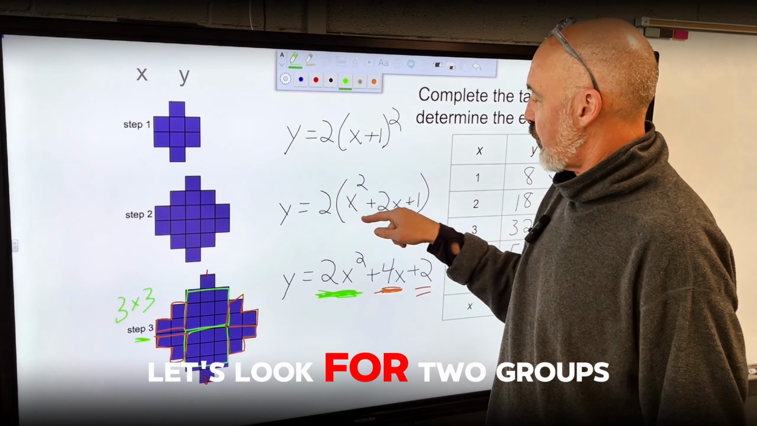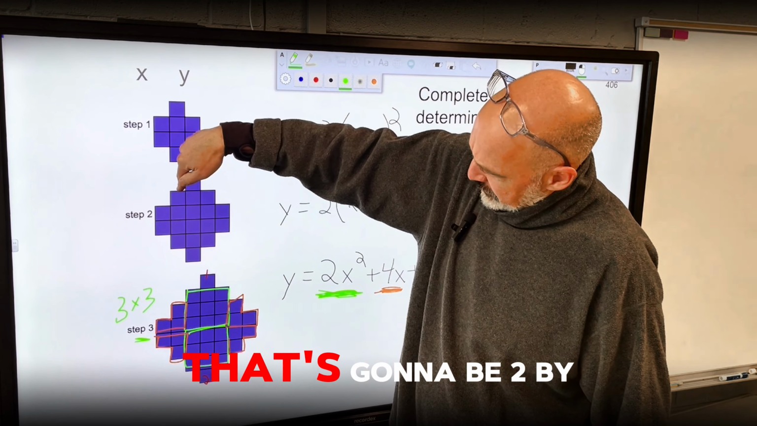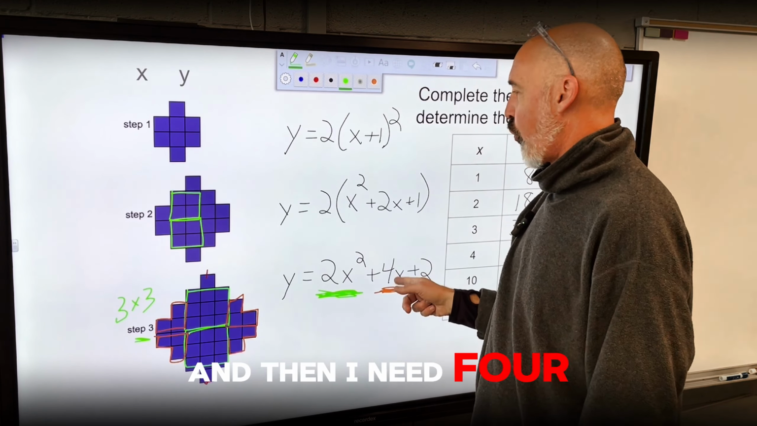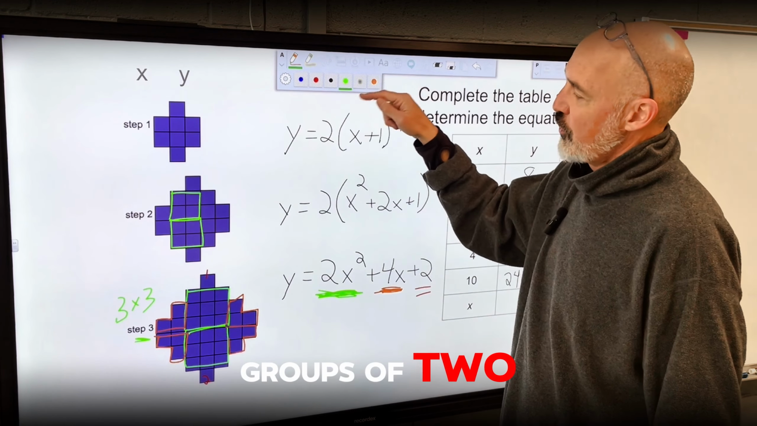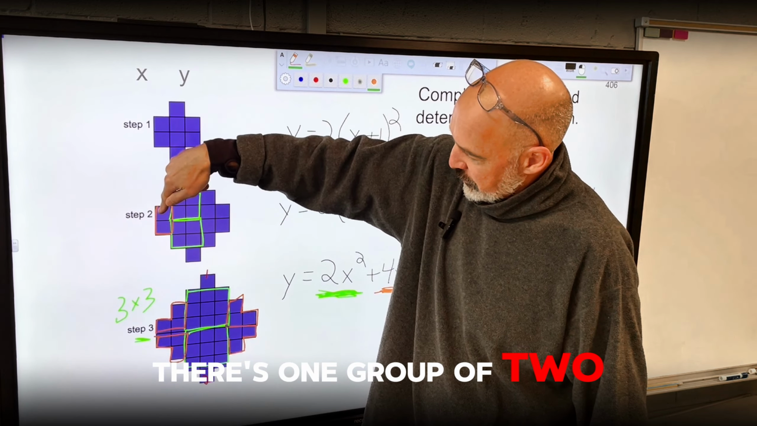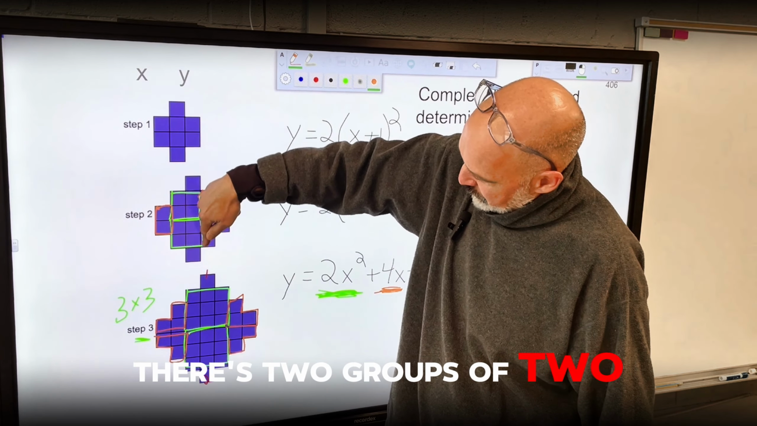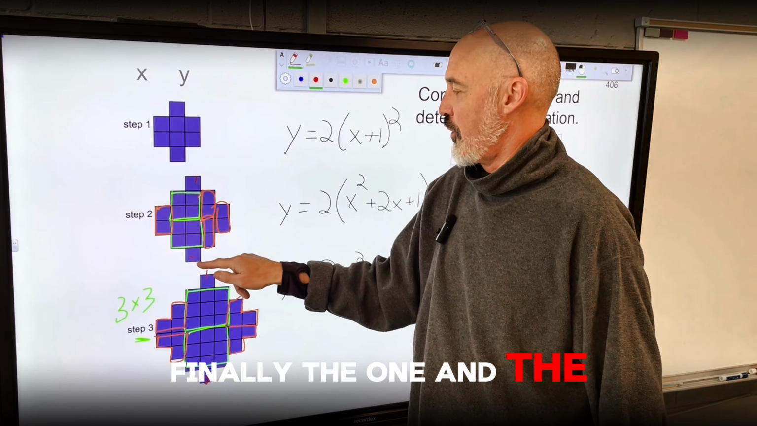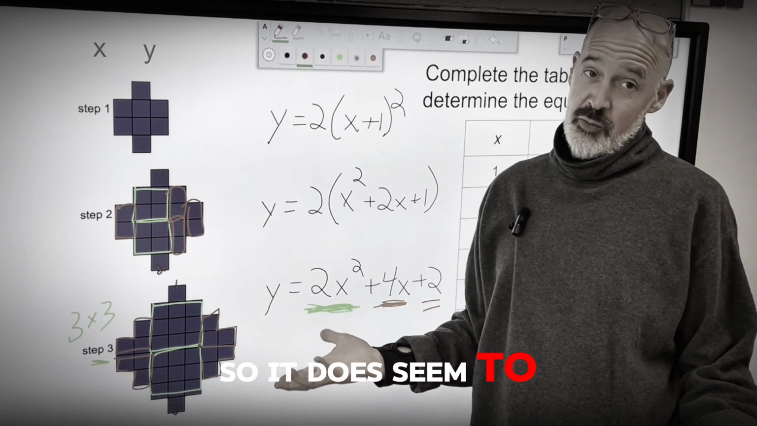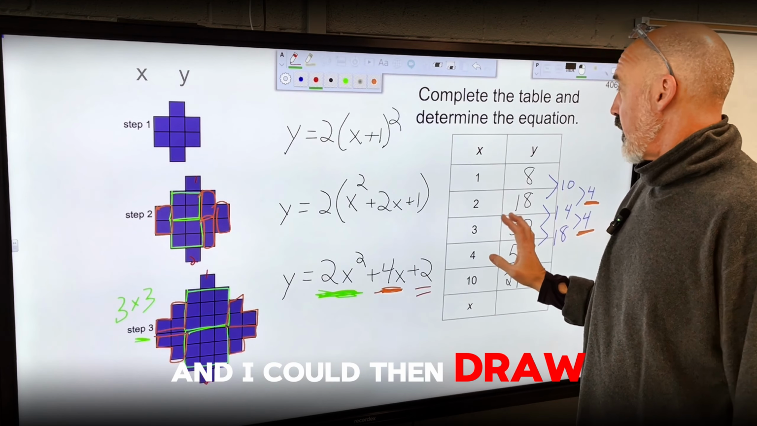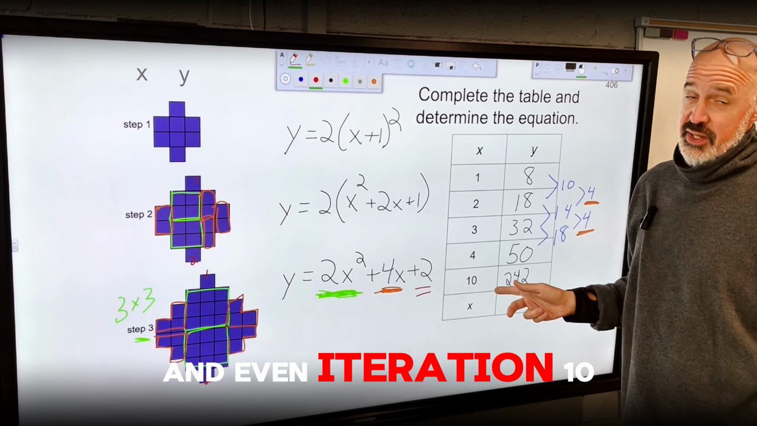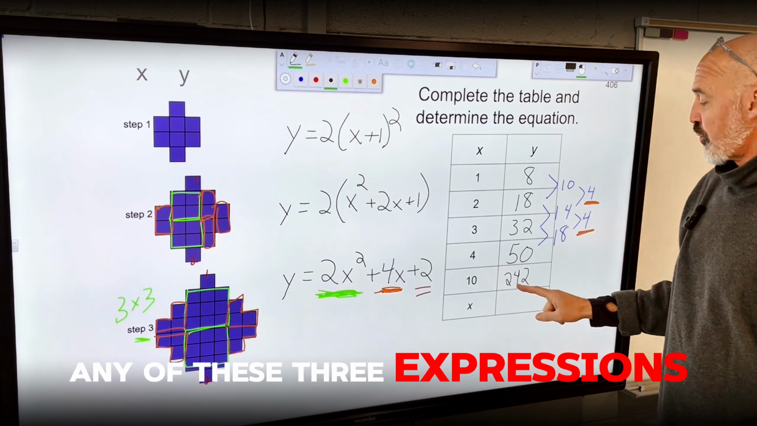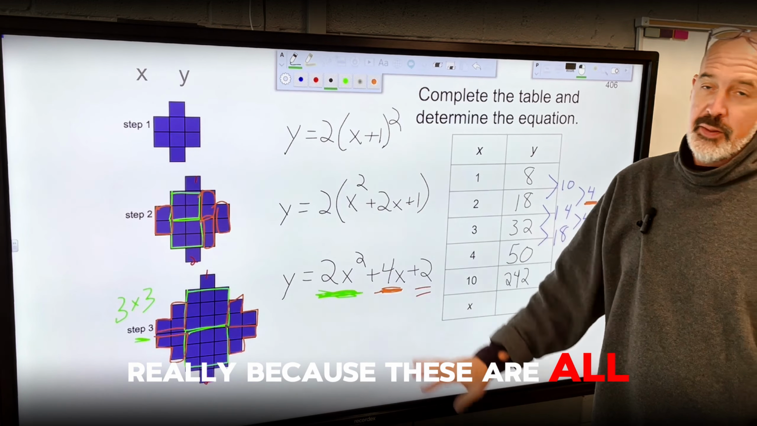Let's look for 2 groups of x squareds. That's going to be 2 by 2. And then I need 4 groups of x, so 4 groups of 2. Here's one group of 2. Here's 2 groups of 2, 3 groups of 2, 4 groups of 2, and finally the 1 and the 2. So it does seem to be working out. And I could then draw iteration 4 and even iteration 10. So in here could go any of these 3 expressions, really, because these are all equivalent.